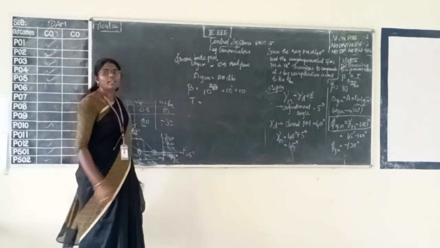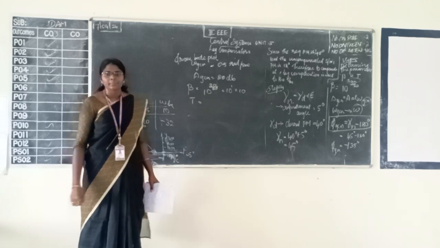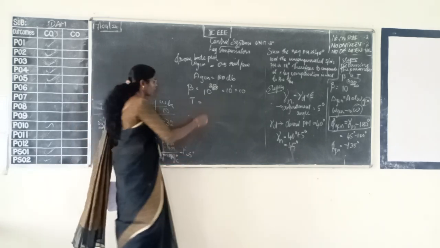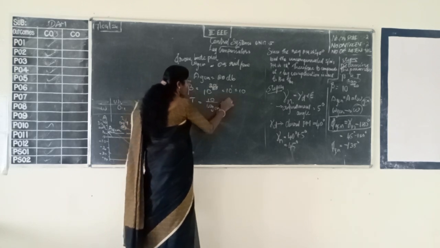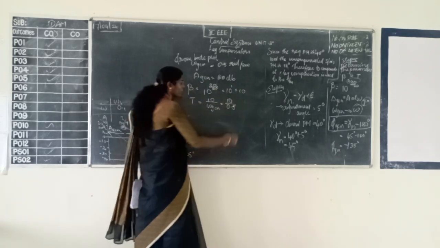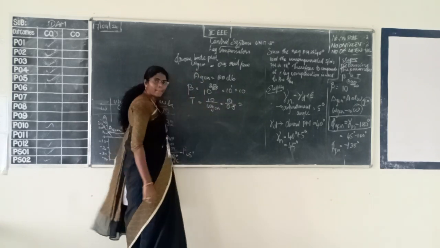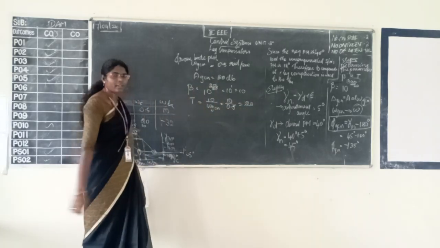Then what is the parameter we have to find out? T. Look at the lag compensator. The formula to find T is 10 by omega GCM. What is omega GCM? 0.5. So 10 by 0.5 will become T is 20. Okay, now the parameters are over.